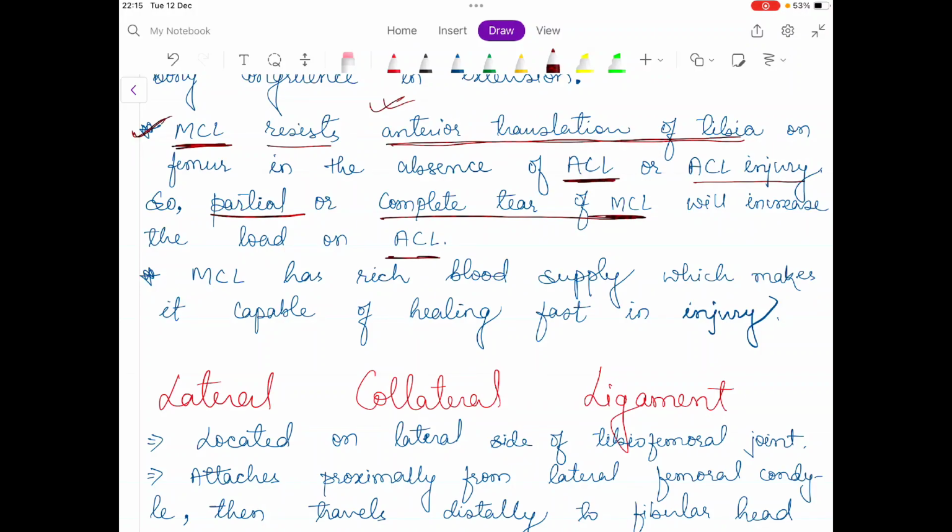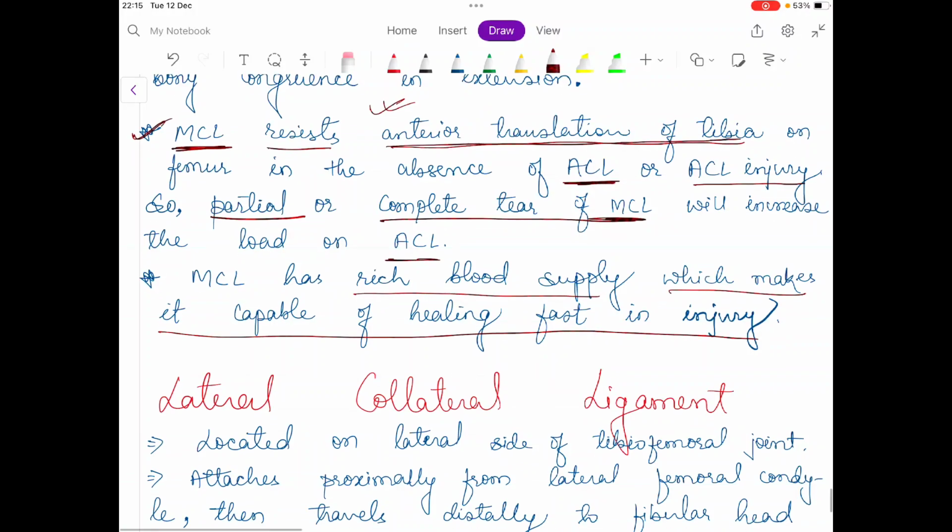These two are like brothers, okay, they both are brothers. If one is not present, the other one will have to take all the load. Now the MCL ligament has a rich blood supply, which makes it capable of healing fast in injury. So this is just a normal line, there is nothing to understand about.